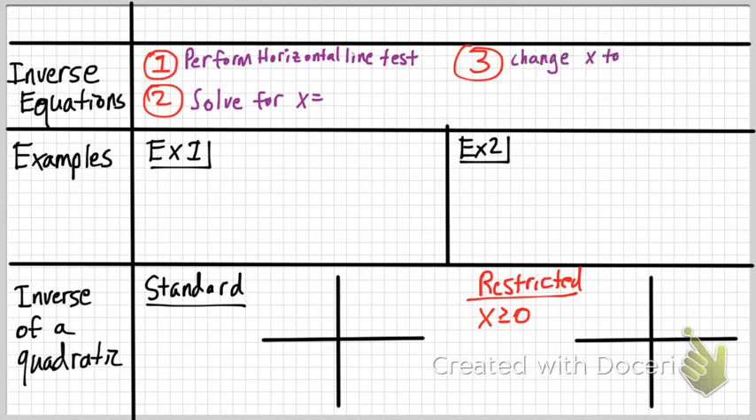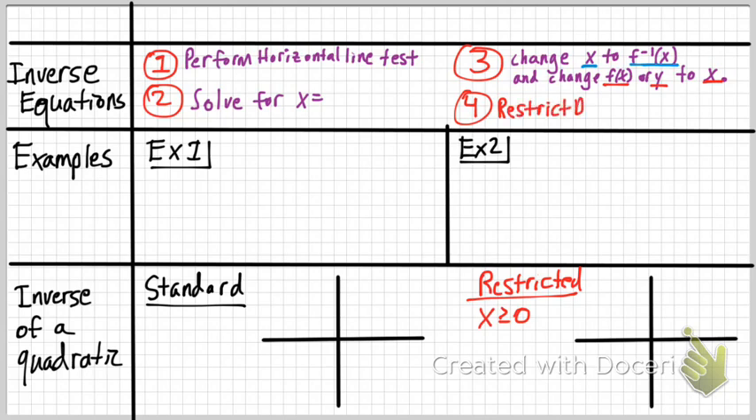Change x to f-1 of x, and change f of x, or y, to x. So f of x, or y, is going to become our input, our x value, and our x value is going to become f-1 of x. All right, and then our final step here is that we're going to restrict the domain if necessary.